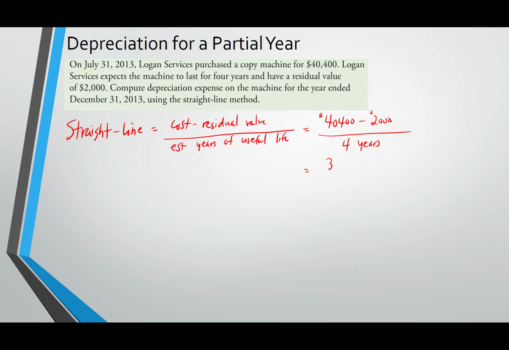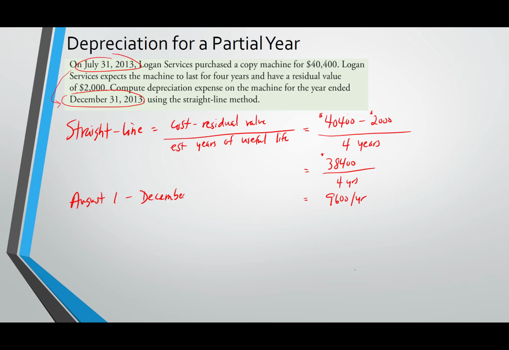$9,600 per year. Now, that's not the answer they're looking for, because basically they bought the thing on July 31st of 13, and we only have to depreciate it up until December 31st of 2013. So let's think about that. It would really be from August all the way through the end of December. Really August 1st, let's do that. August 1 through December 31. If you think of August, September, October, November, and December, that would be 5 months.